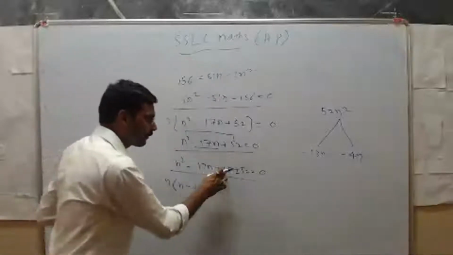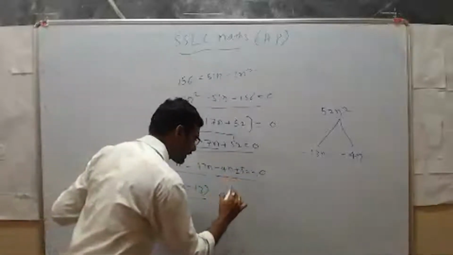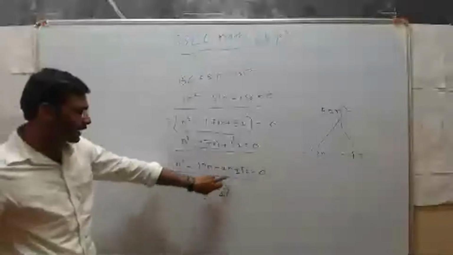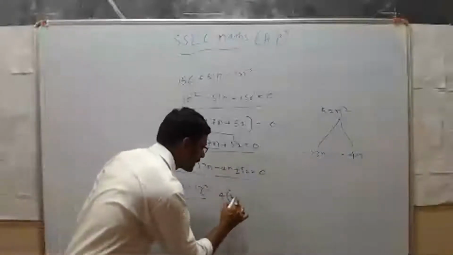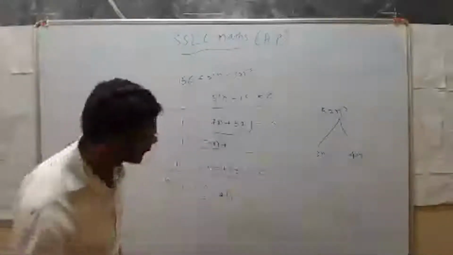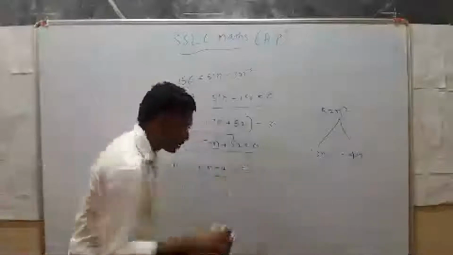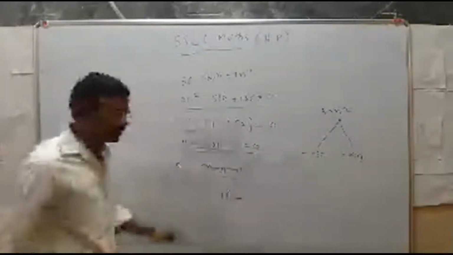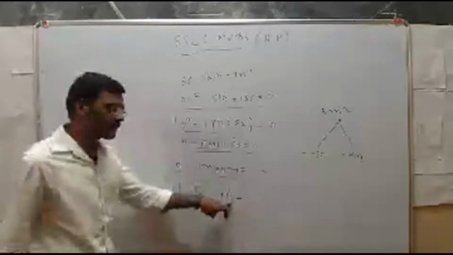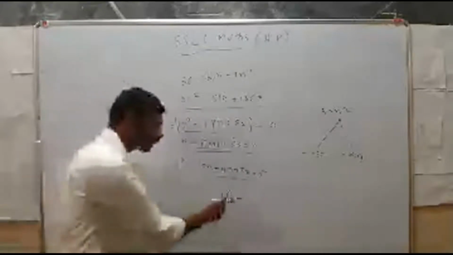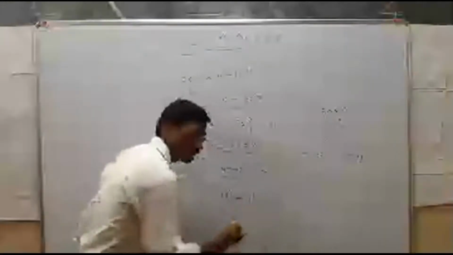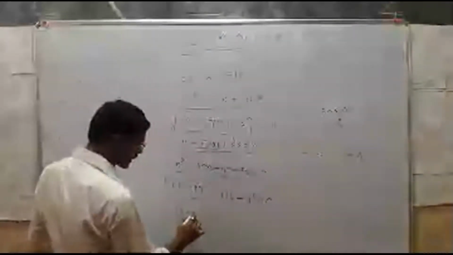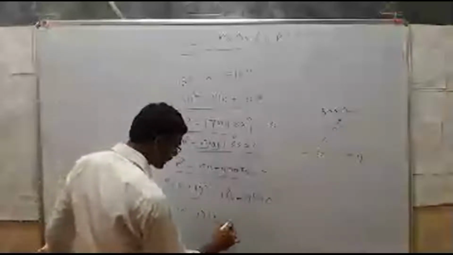Minus is common. And 4, 15, which one is common? 4 is taken common. If minus 4 is taken common, the remaining is n. If minus is taken common, plus becomes minus. Then 13 4s are 52, equal to 0. If n minus 13 is taken common, the remaining is n minus 4 is equal to 0.